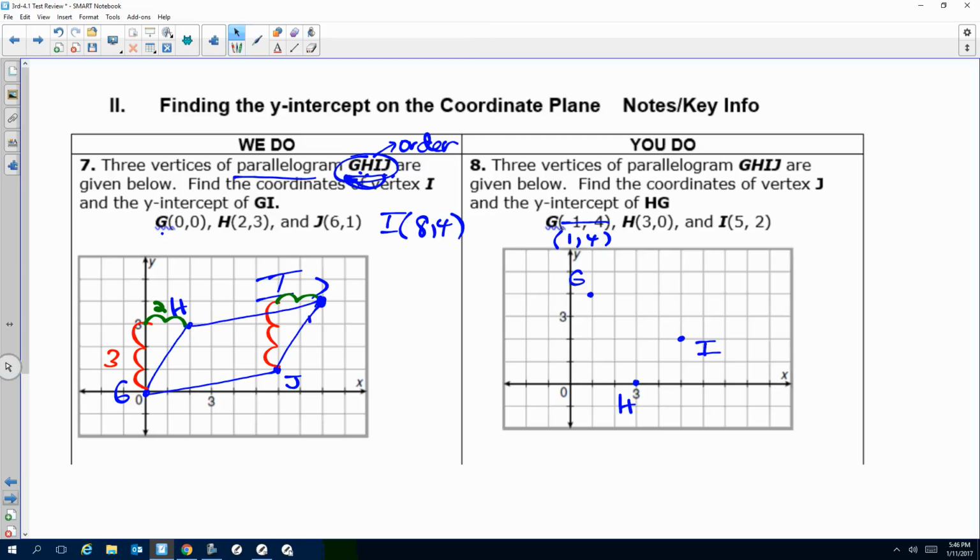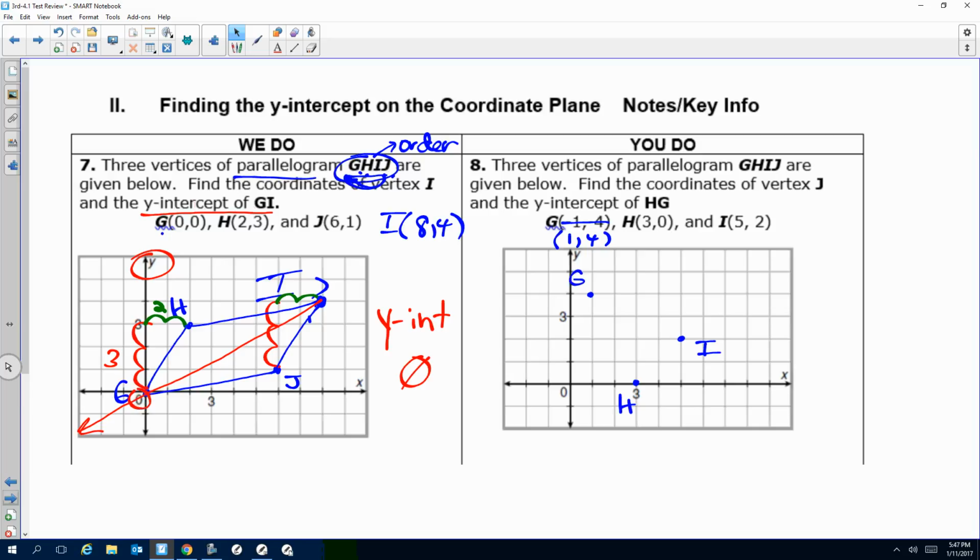The second part is they want you to find the y-intercept from G to I. So what we're going to do is connect it. Here's G to I, and extend it if we have to. We want to know, where does that line cross the y-axis? Well, it's right here at 0. So our answer for our y-intercept is 0.